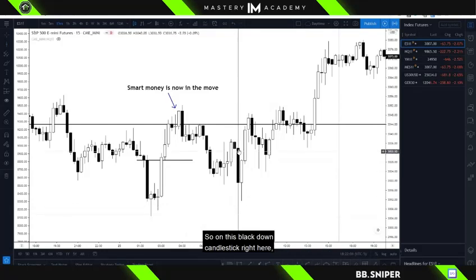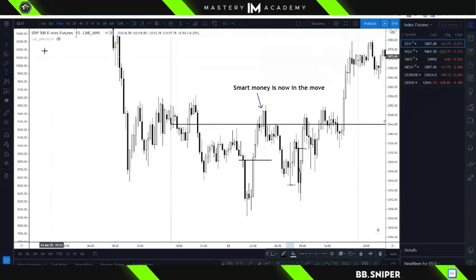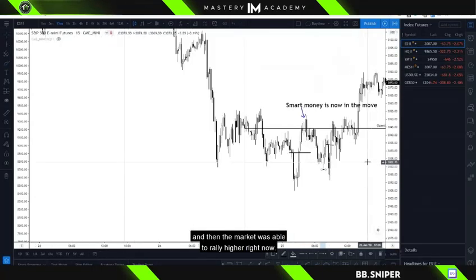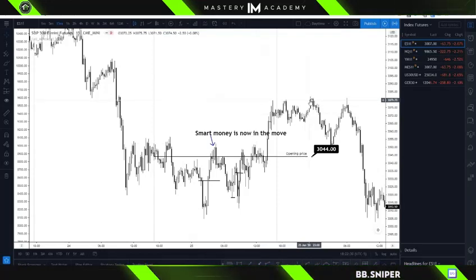Okay, so on this black down candlestick right here, that is the New York Open. So New York Open basically does the same exact thing. Here's your opening price. Okay, so what do? New York opens, they drop it lower. They take out a short-term low. And then the market was able to rally higher, right?